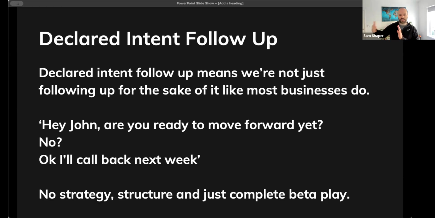So declared intent follow-up, that's just a label I've put on it to make it make sense, essentially means getting a commitment at the end of every follow-up stage. So, for example, if you have that message block to watch the training, the commitment is that they're going to watch the training, and you would say, "And we'll touch base with you when we're next online." So that way there is a set next step, if that makes sense.